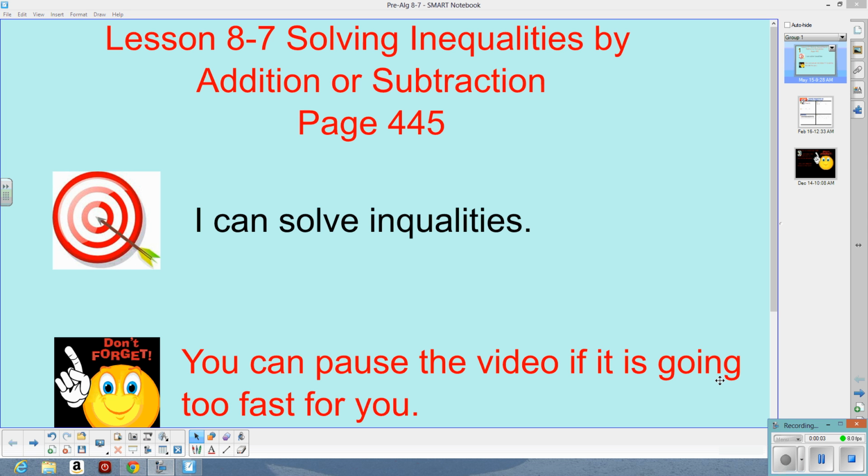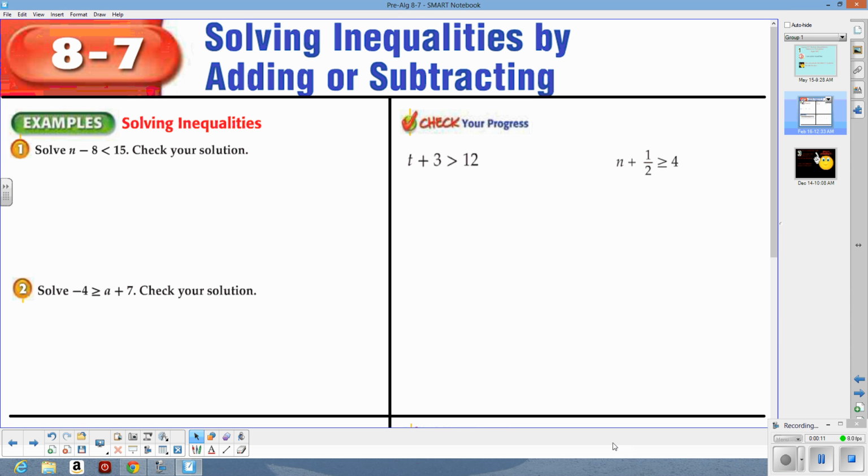In Lesson 8-7, you will solve inequalities by adding or subtracting from both sides. Solving an inequality is very similar to solving an equation. You are still going to draw the train tracks, and you're going to always do the same thing to both sides to isolate the variable. The only difference is instead of having an equal sign, you're going to have an inequality symbol in your answer. And instead of the solution being a single number, it's going to be a group of numbers that are either greater than or less than a certain number.